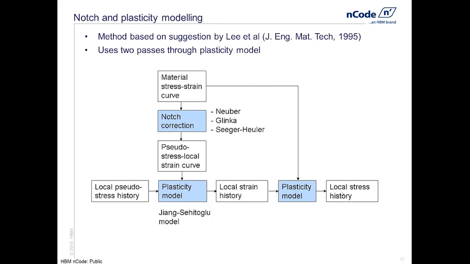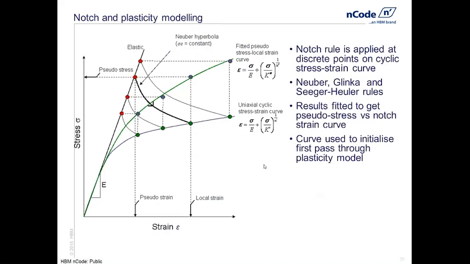So the next slide just looks a little bit more at this first step, the application of the notch correction. This is illustrating the calculation of the pseudo stress local strain curve. So what we do is, for a number of elastic pseudo stresses, we carry out a Neuber correction.